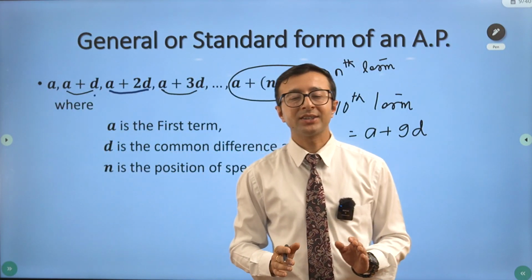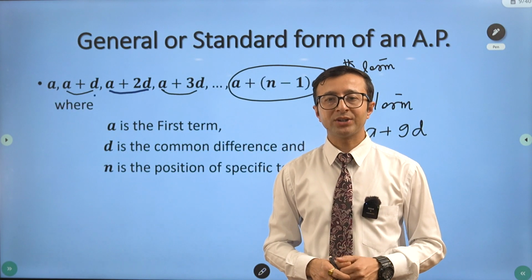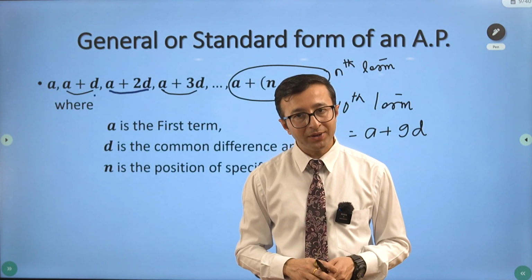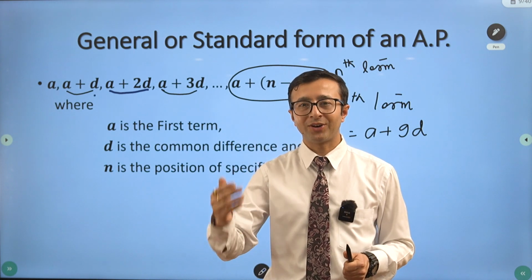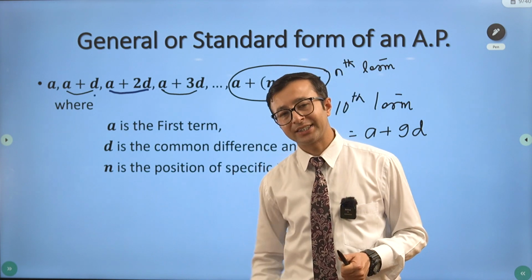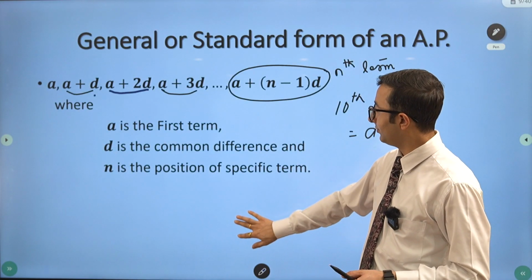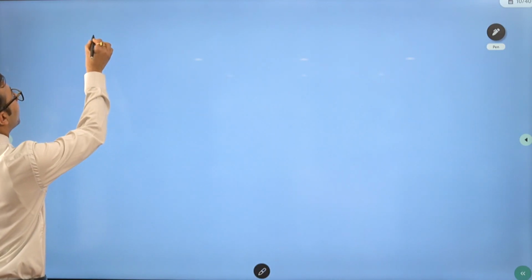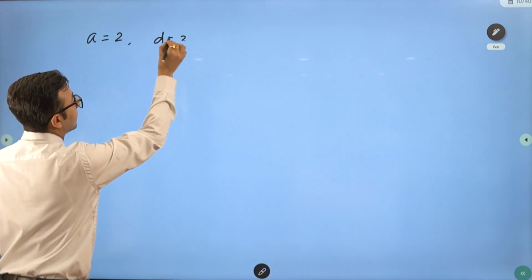Just remember this. Sometimes questions will be asked in the boards that if the first term is given to us and the common difference is given to us, and you are supposed to write down the AP, you just have to add the common difference one after another to get the next number, and that definitely will be in this form. So for the same, I will give one example. If someone gives you that the first term is 2 and the common difference is 3.